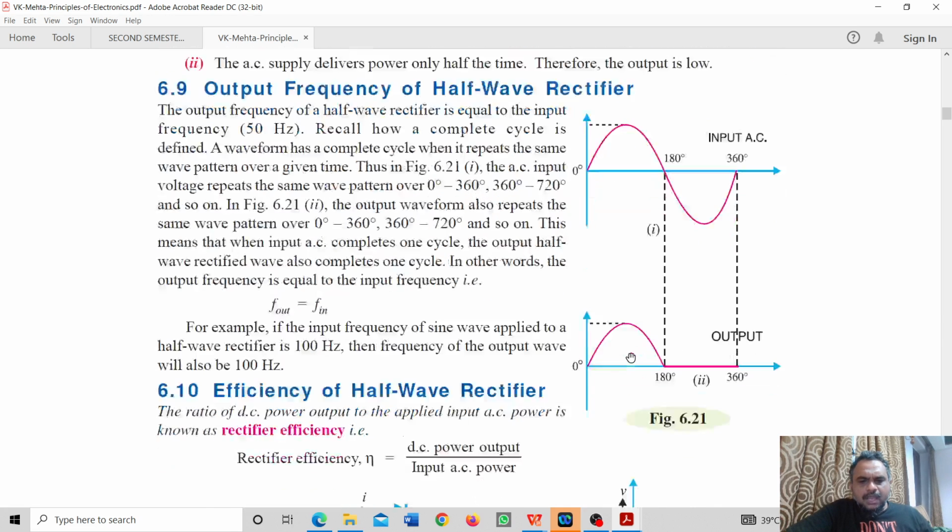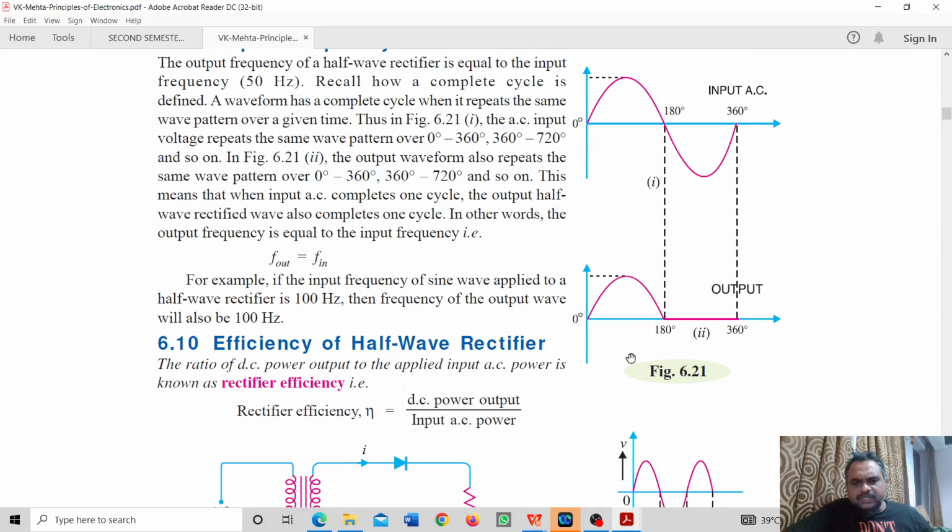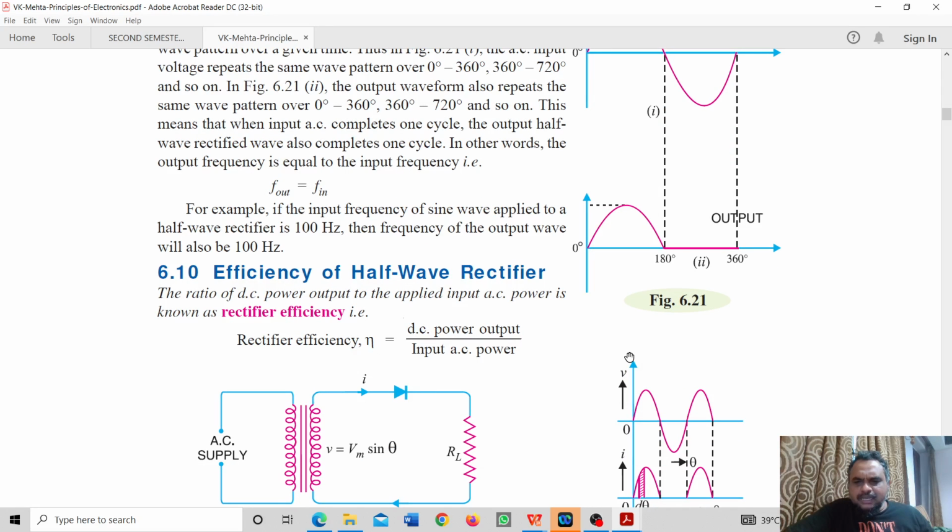Now, when we come to the efficiency of this half wave rectifier, basically what is efficiency? We just divide the output of something by the input of something, and that gives the efficiency. Whatever you are getting, you divide that by whatever you are giving. Here in this rectifier, what we are getting is a DC current. DC current means it will produce power, the DC power.